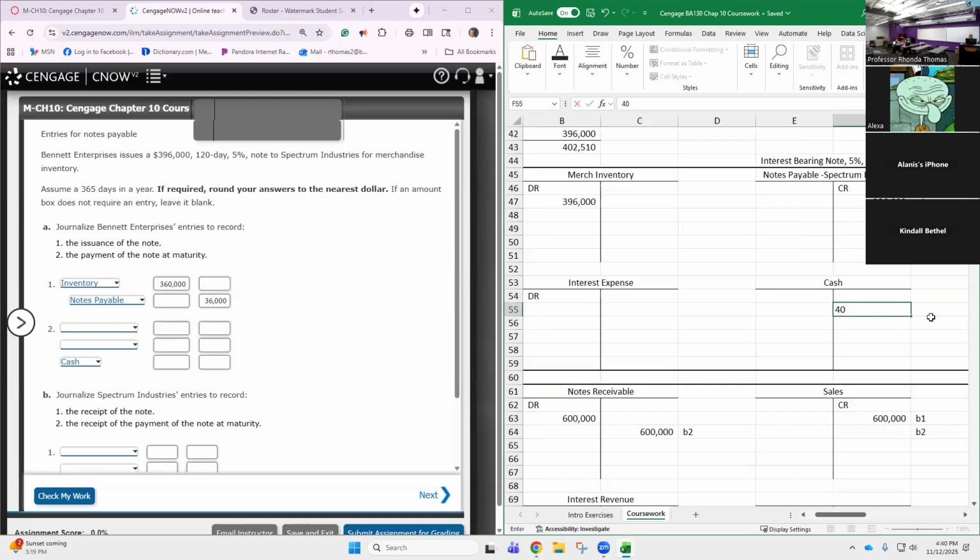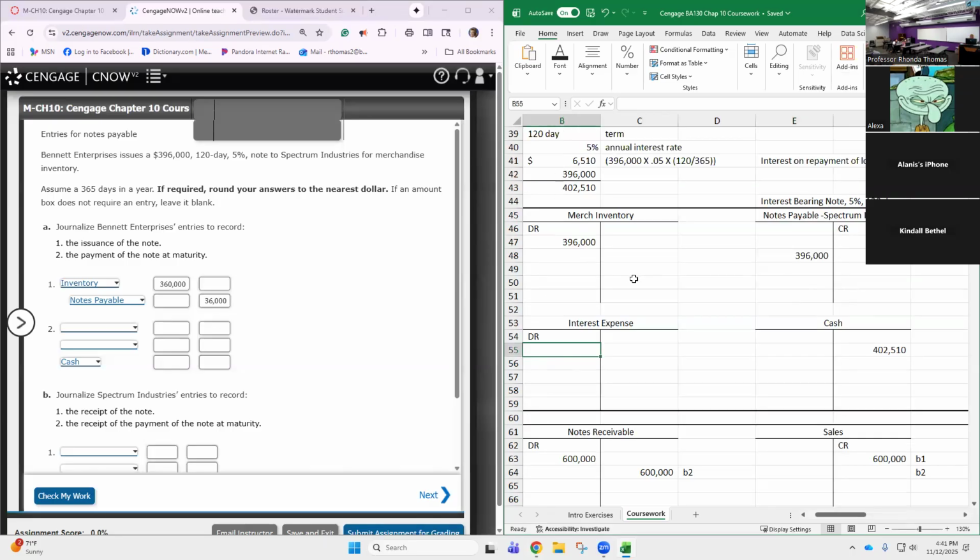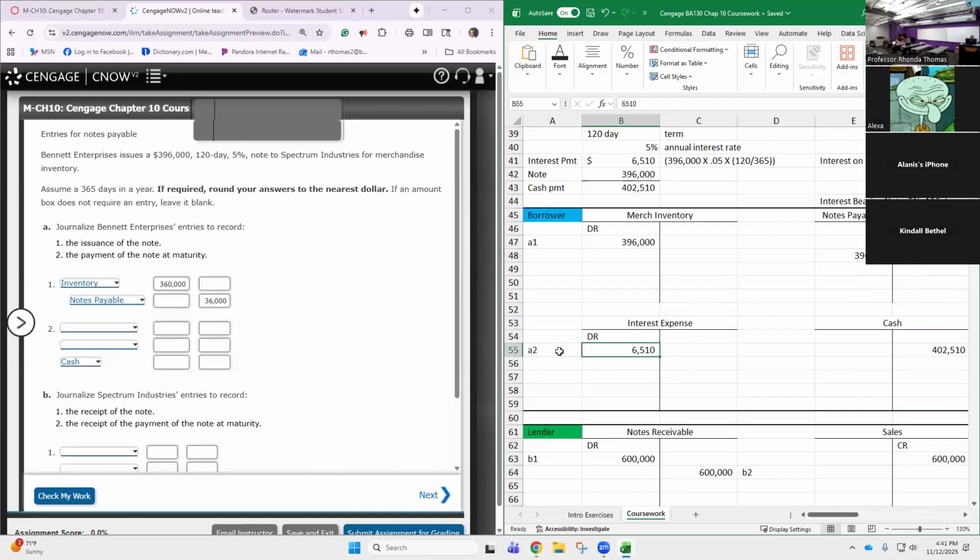So mine is $402,510, right? And we're going to get rid of the note, right? We're going to make the note go away. So we're going to debit the notes payable account. And then when those two don't balance, we're going to record the amount of interest, which mine is $6,510. We're going to record the amount of interest in this interest account.